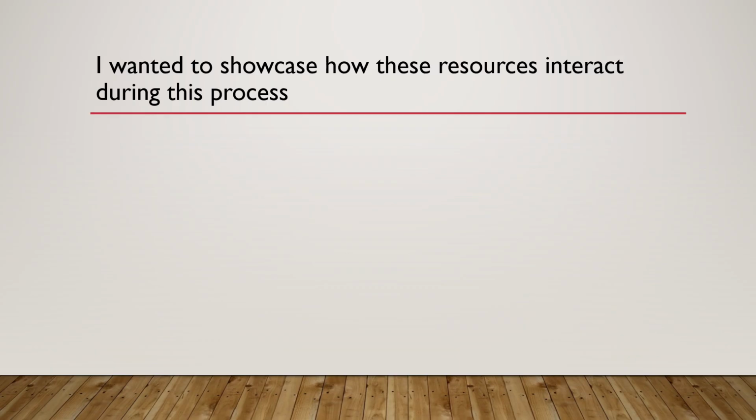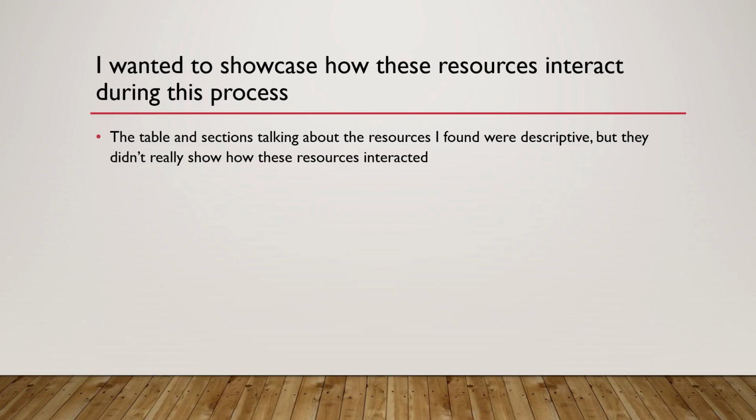Now, the other way that data is presented differently in qualitative research specifically relates to that second goal I had, that I wanted to showcase how the resources interact during that process of interacting with anomalous data. So the tables and the sections talking about resources that I did for the first goal are descriptive, but they don't really show how the resources interacted. They tell you what they are and what they look like, how often they happened, but they don't tell you anything about how they were interacting together.